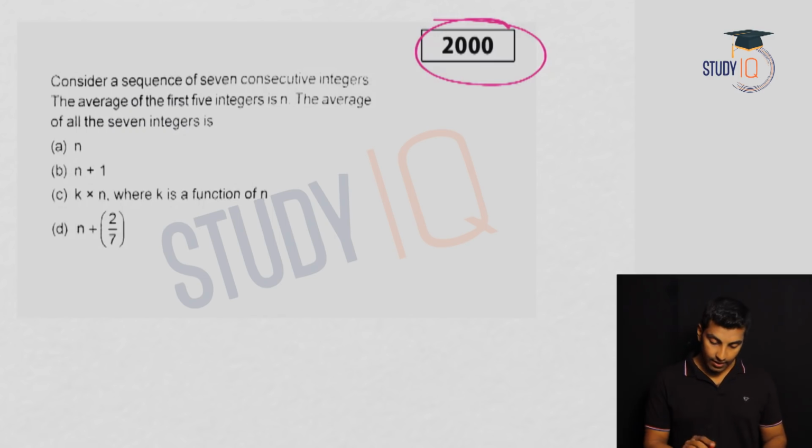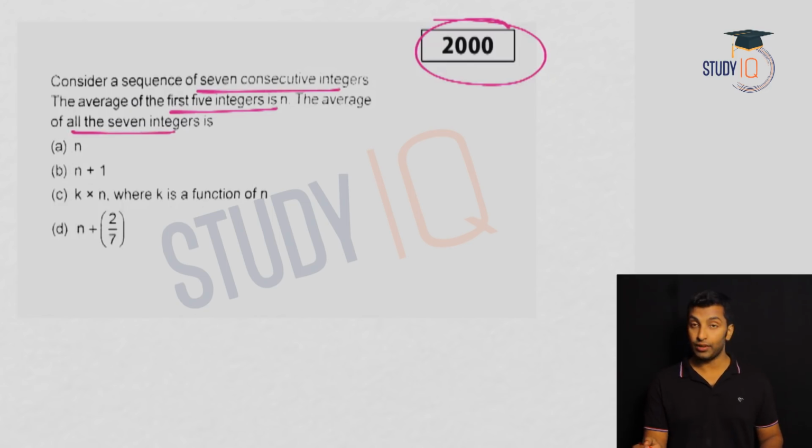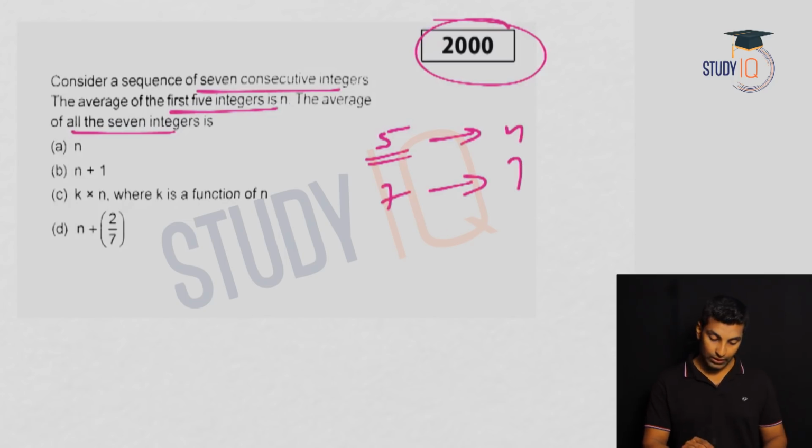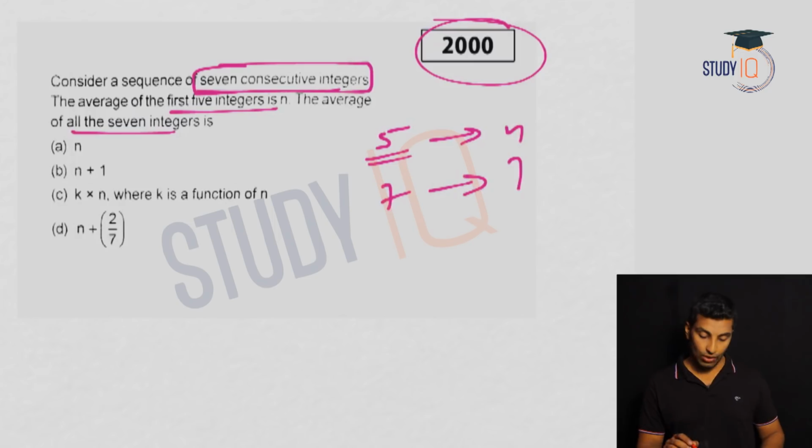So what they're saying: consider a sequence of 7 consecutive integers. The average of the first 5 integers is n. The average of all the 7 integers is what you need to find out. So the average of 5 is given, that is n, and the average of 7 is what you need to find.